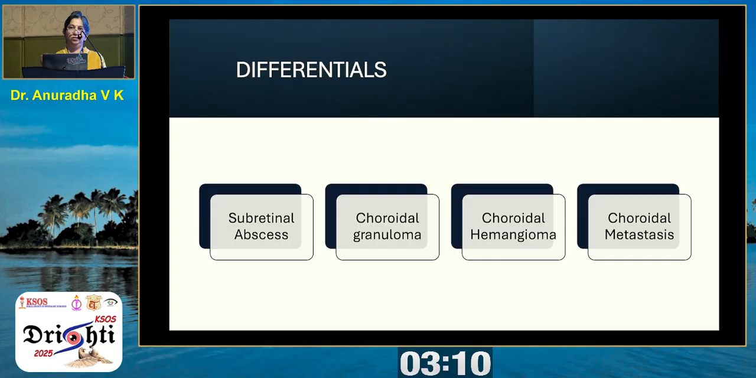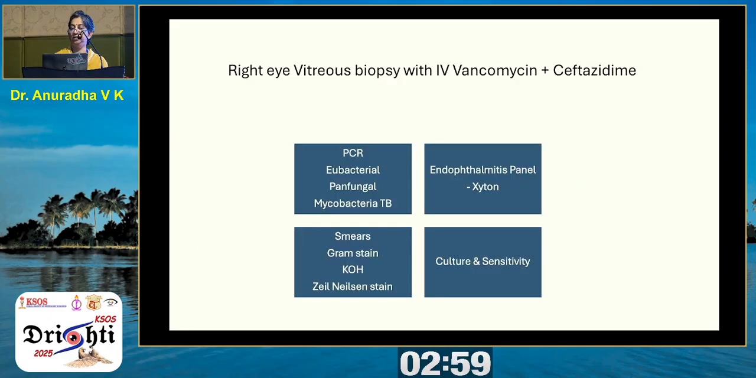So with subretinal exudation and subtenon fluid, scleral congestion, we were thinking more in terms of an infection or an inflammation. So she was taken up for right vitreous biopsy and given intravitreal antibiotics. The sample was sent out for PCR and end of panel testing for bacteria, fungus, and tuberculosis. All came out to be negative.